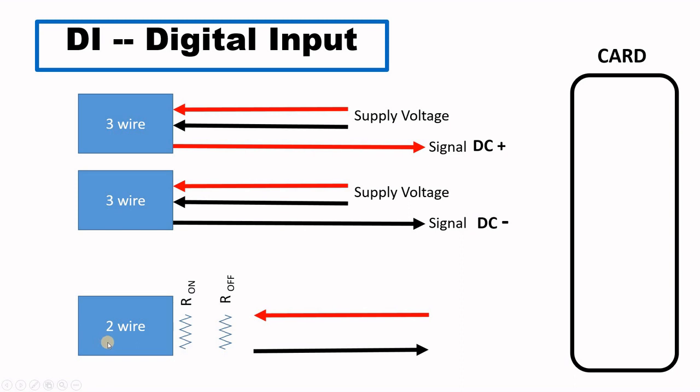Then the 2-wire transmitter acts as a variable resistance, but in fact it has two values of resistance: a resistance when it's on and a resistance when it's off. So when it's off, it's high resistance. When it is on, it's a low resistance. We'll go through all of these in our next few slides.